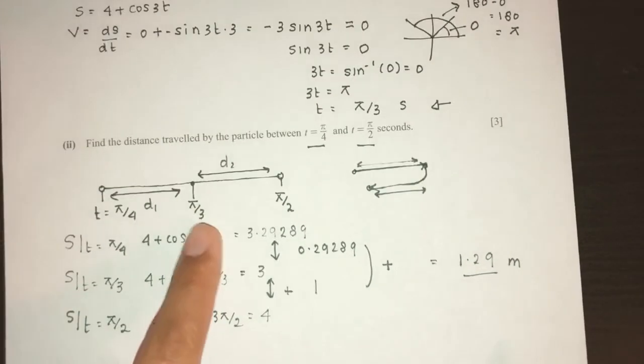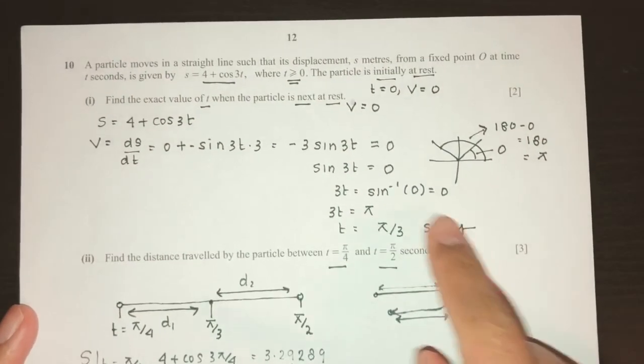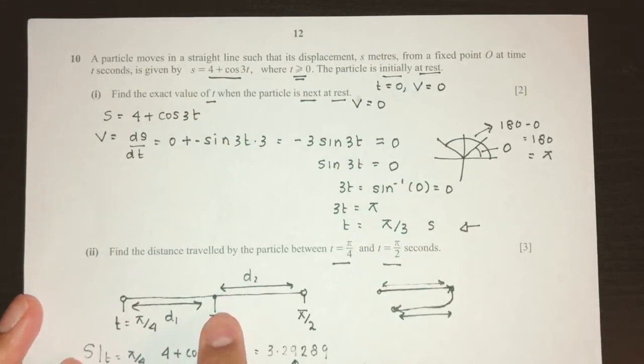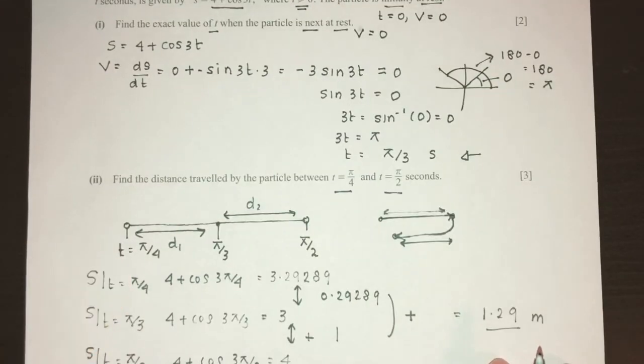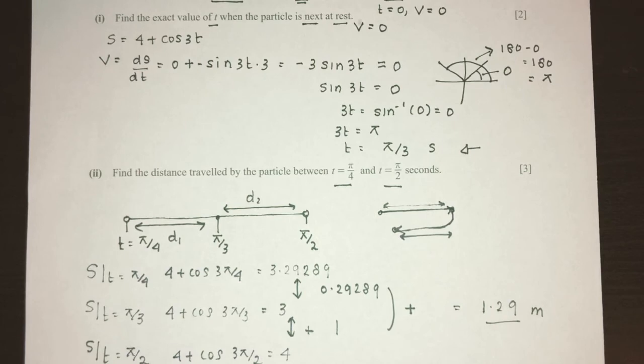So we only use this kind of trick whenever we know that it comes to rest in between those two values. Then we have to find this in two parts. Okay, that is part 2.